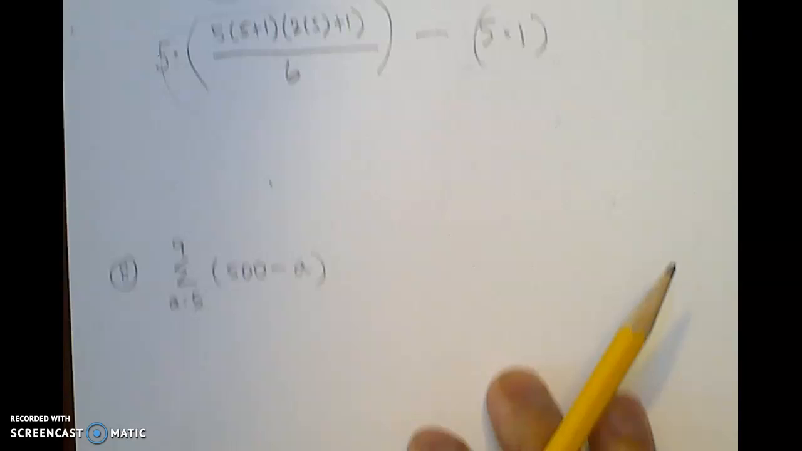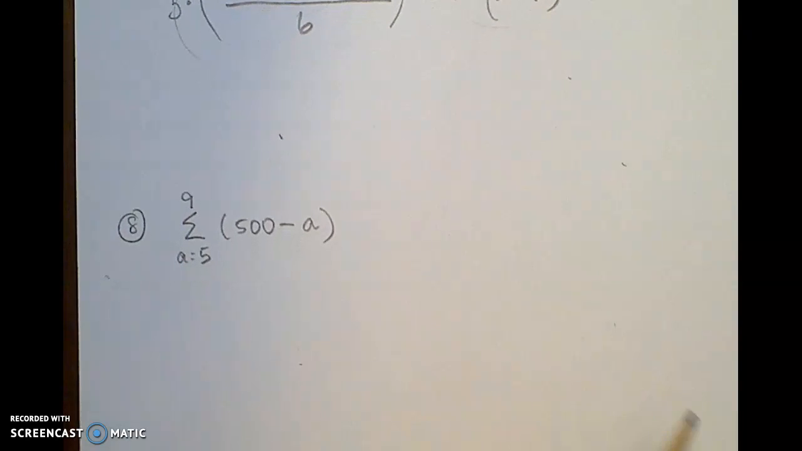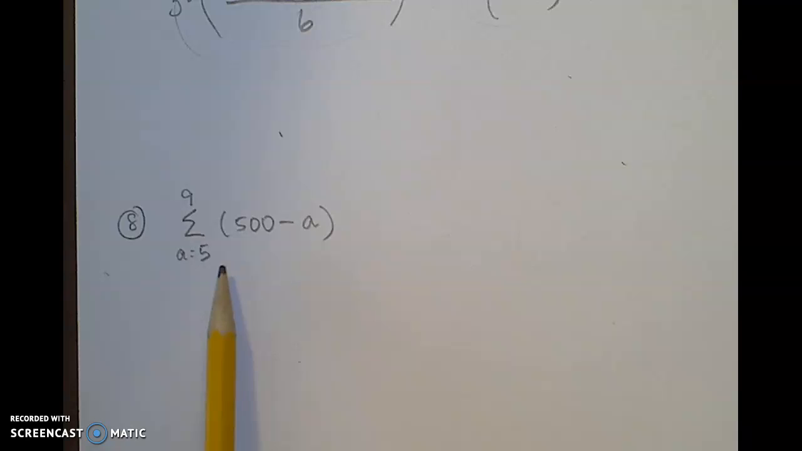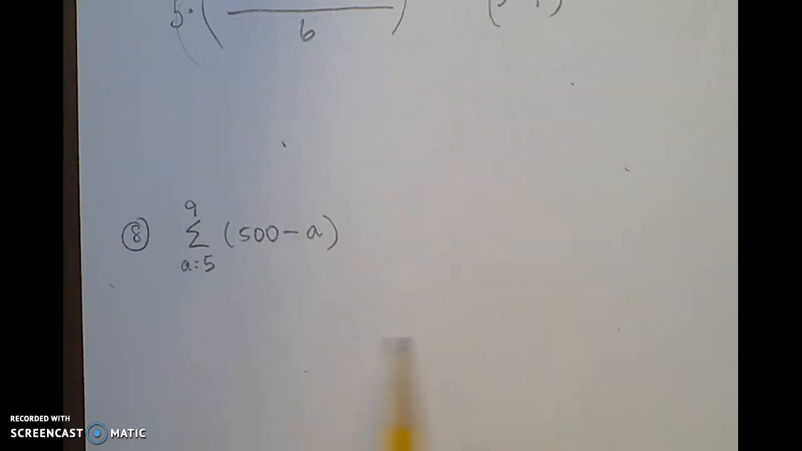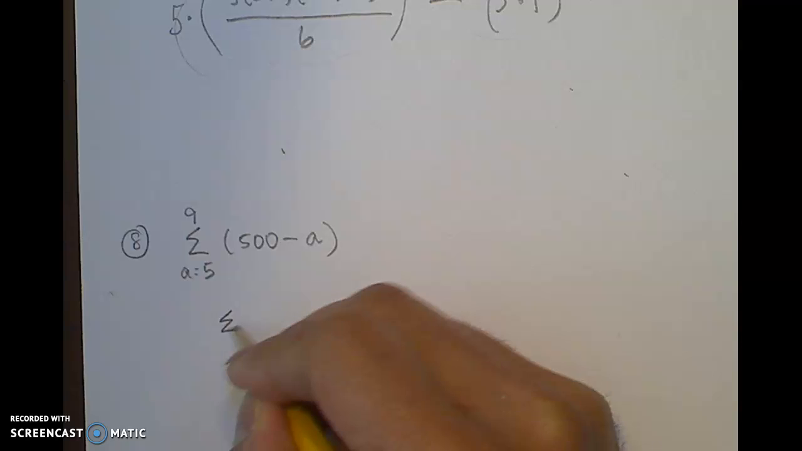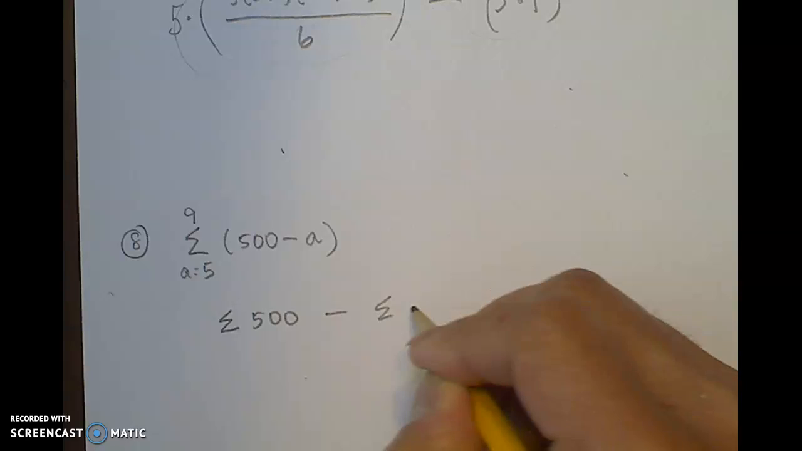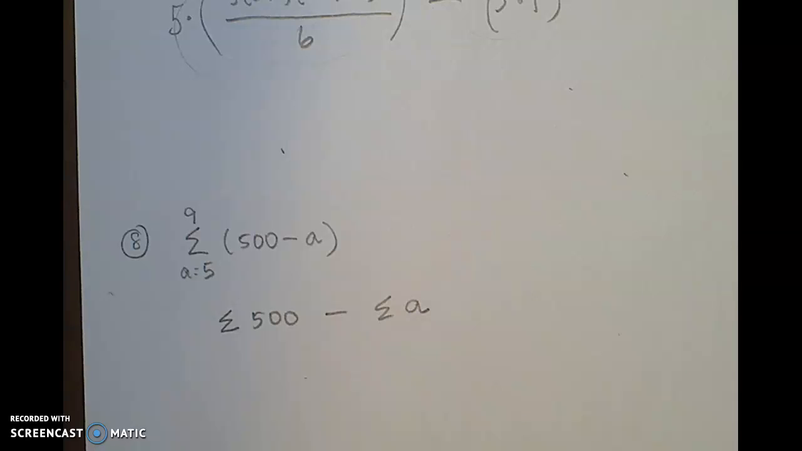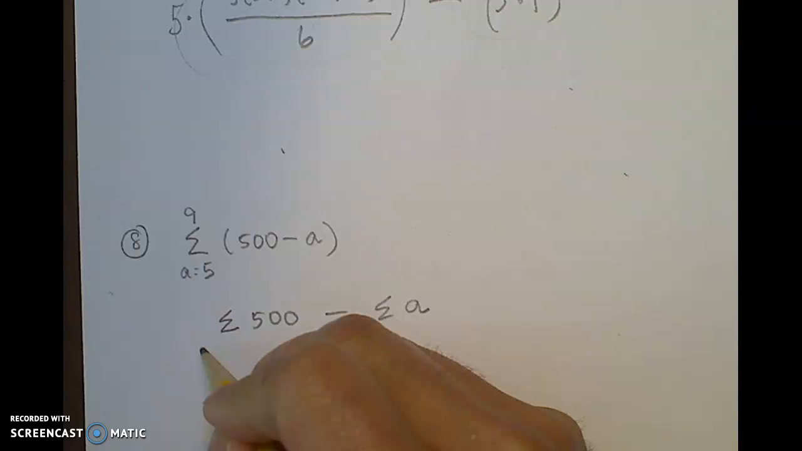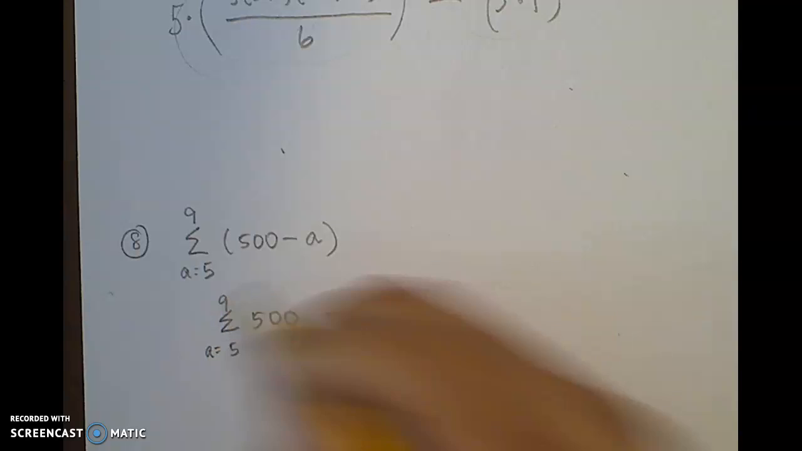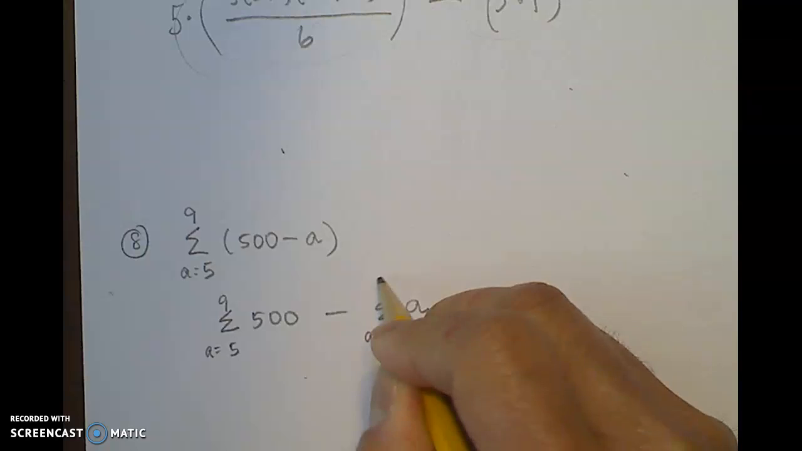We move on to number 8. Here we have, again, a summation. The first thing we're going to notice is that it is a subtraction. So like the previous example, I can rewrite this as the difference of two summations. I'm going to go ahead and put in what terms we are taking the sum of.